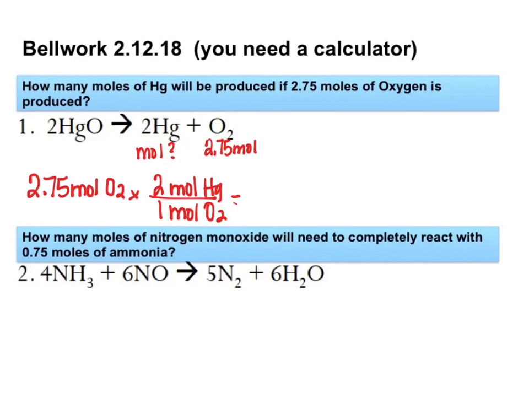5.5 moles. Now, I am going to start holding you to this. How many significant figures was in our question? 2.75. How many sig figs? 3. So our answer has to have 3, so 5.50 moles Hg.